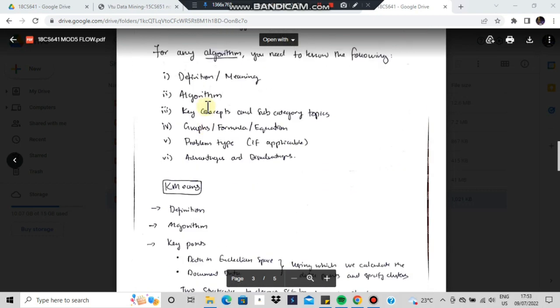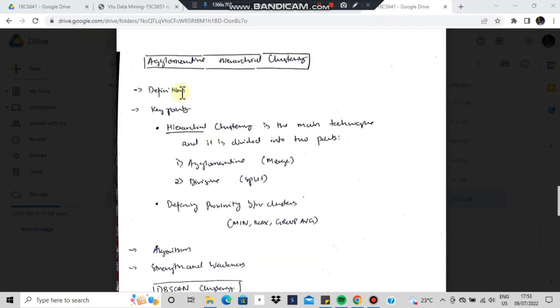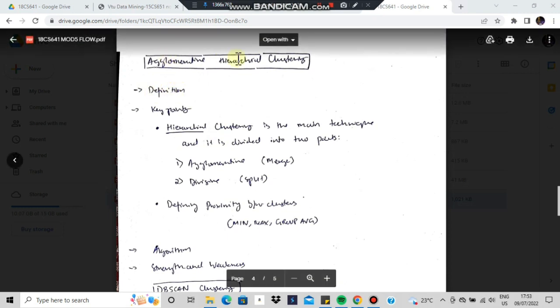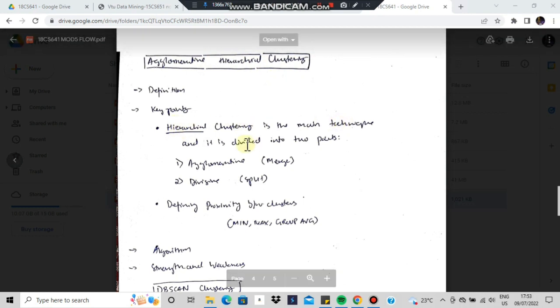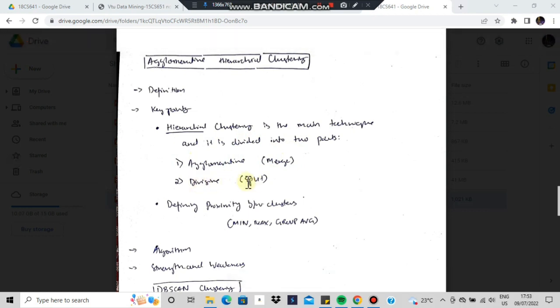The next ones are agglomerative and DBSCAN. Those are the shorter topics. Let's see what is there in them. In that we have the definition. In agglomerative hierarchical clustering, the main topic is hierarchical. Hierarchical clustering is the main technique. It is divided into two parts: agglomerative, which is also known as merge, and divisive, which is also known as split.